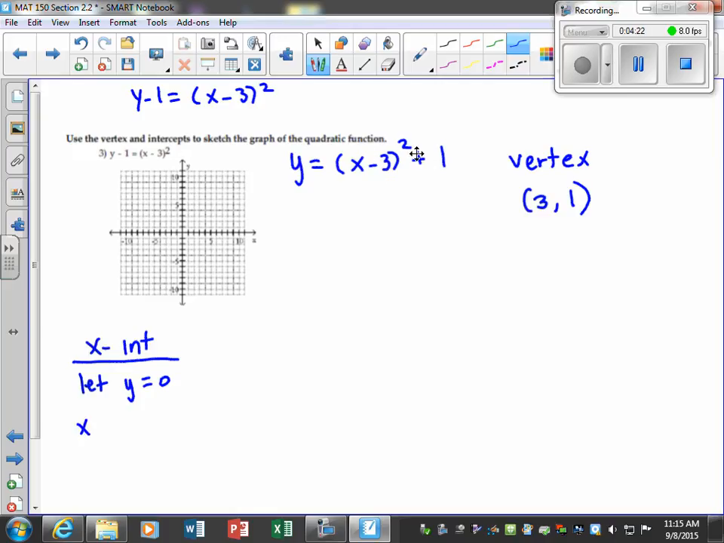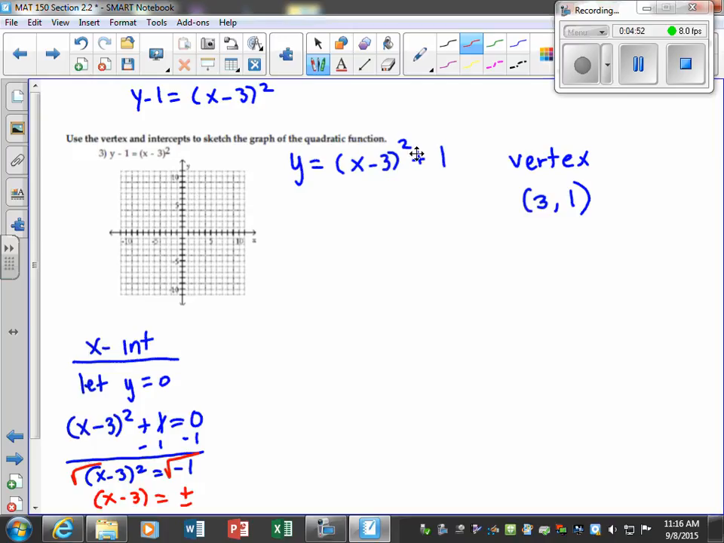So x minus 3, squared plus 1 is equal to 0. And we're solving this for x. So how do we undo a square? Take the square root of both sides. So then that just gives us x minus 3 is equal to plus or minus. Don't forget that. Now what is the square root of -1? We just learned that. Good.